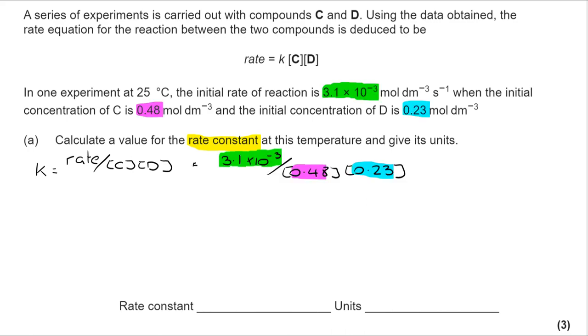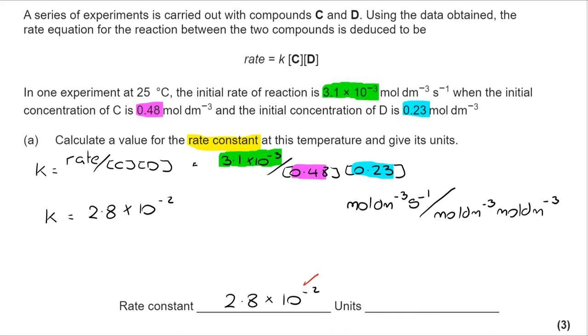Now, when you look at all of the data that we have, you can see that we have all of those figures ready to slot straight in. We've been given the initial rate of reaction, and we've been given the initial concentration of C and D. By putting all of that together, I can find my value for K. I've actually got 2 marks so far, one for the working out and one for calculating the rate constant. But I still need the units.